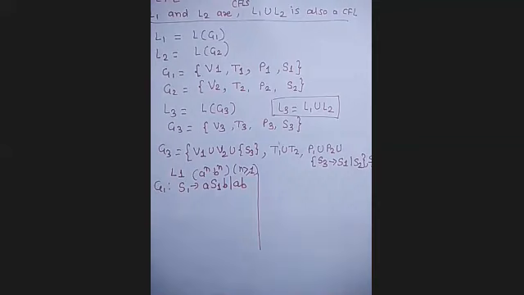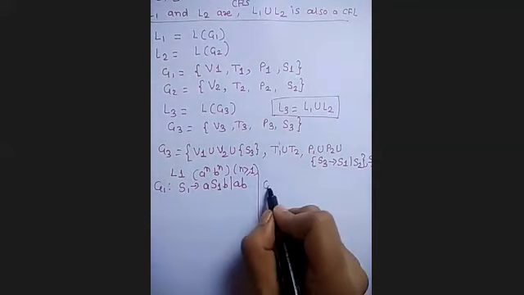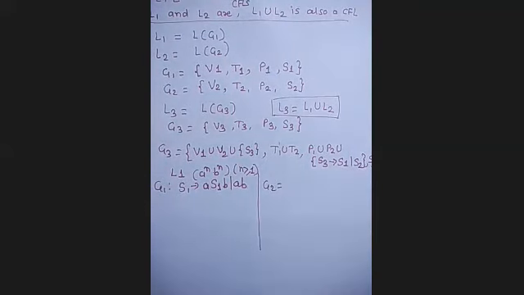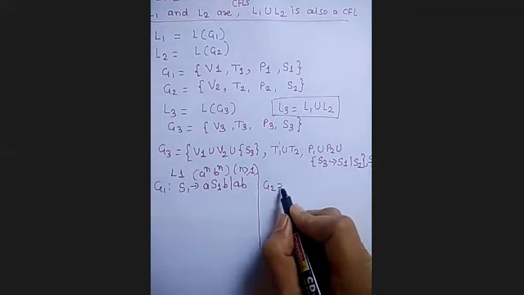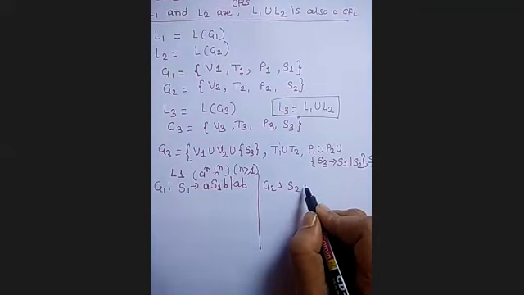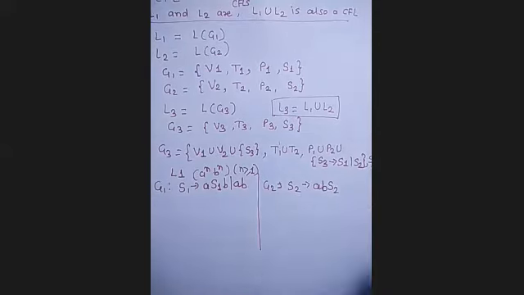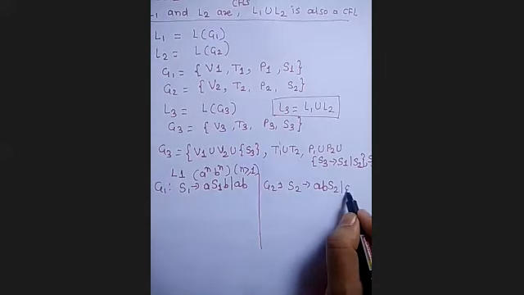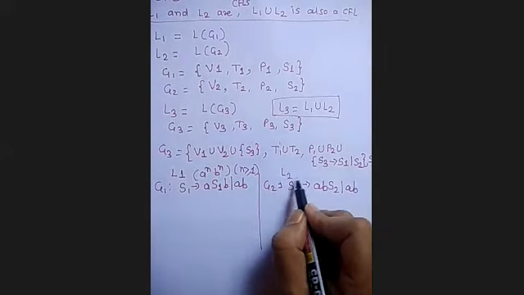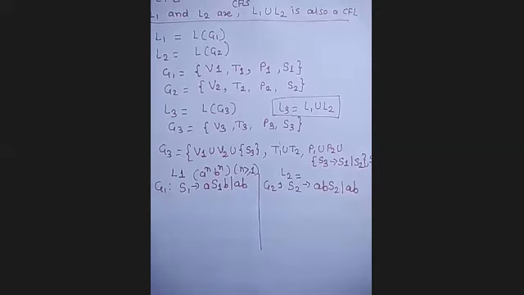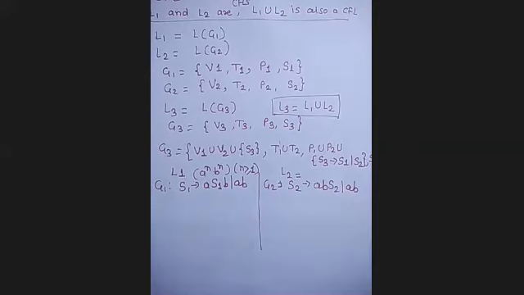So we have considered G1. Now let us consider G2. The start symbol of G2 is S2. S2 derives AB S2 or AB. See how I have changed this. Now tell me the language L2 generated here. The minimum length is AB, but what is the language generated here?